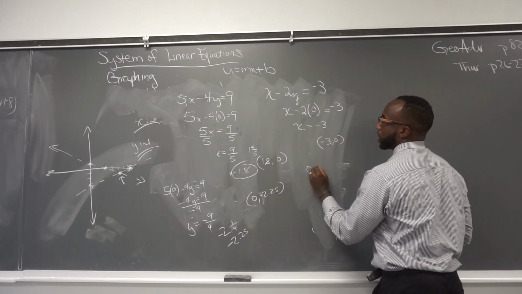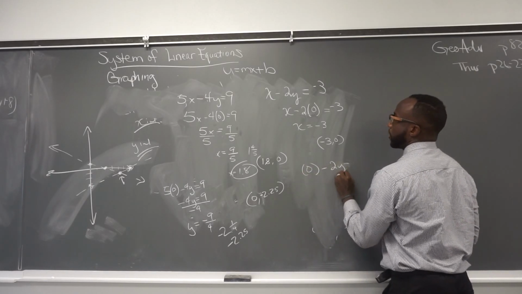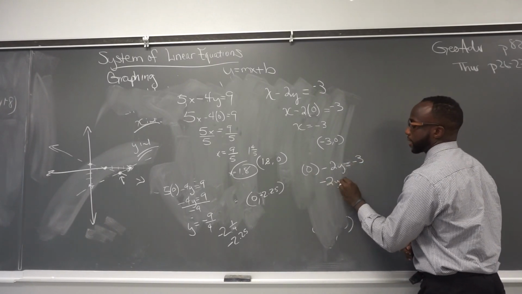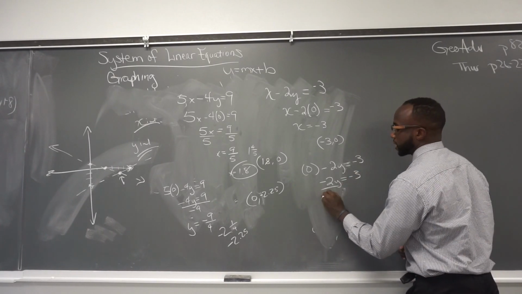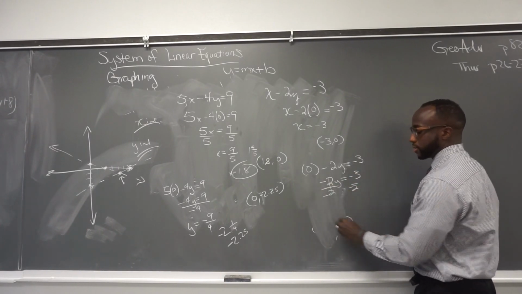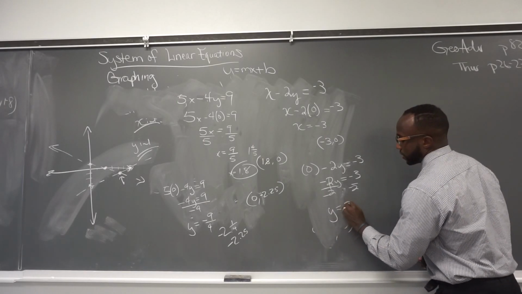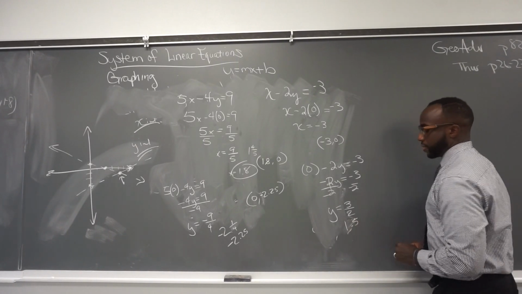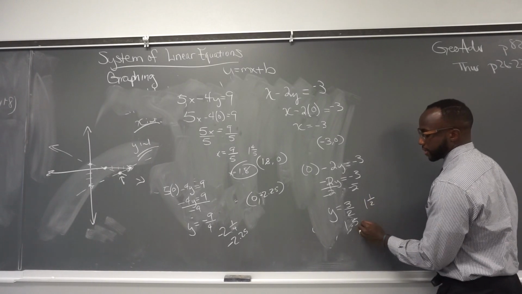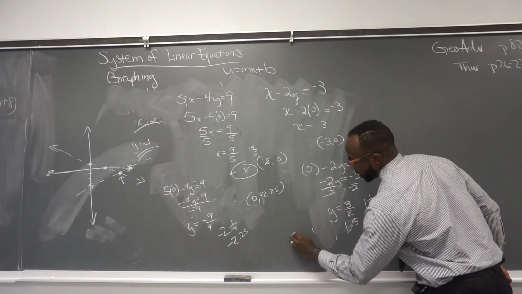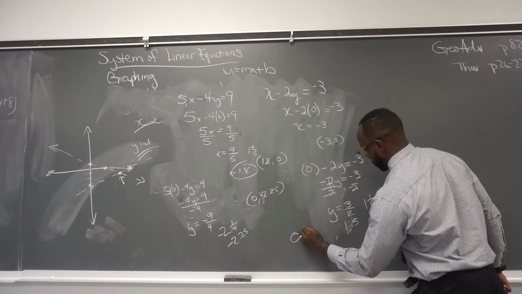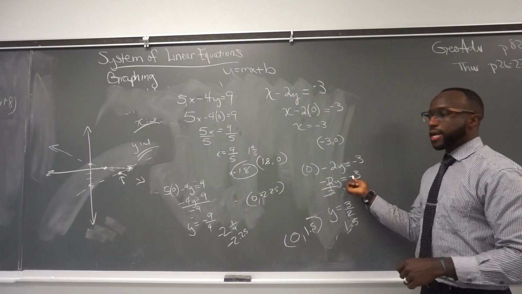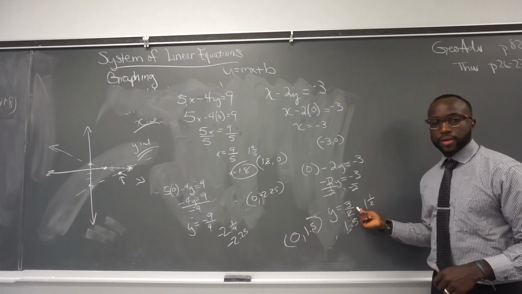x equals 0. So you'll have 0 minus 2y equals negative 3. Negative 2y equals negative 3. Divide both sides by negative 2. Both sides of the equal sign. Y will give us 3 over 2, or 1 and 1/2, right? So our y-intercept ended up being 0, 1.5, right? And remember, guys, whenever you divide a negative number by a negative number, you always get a positive number, okay?